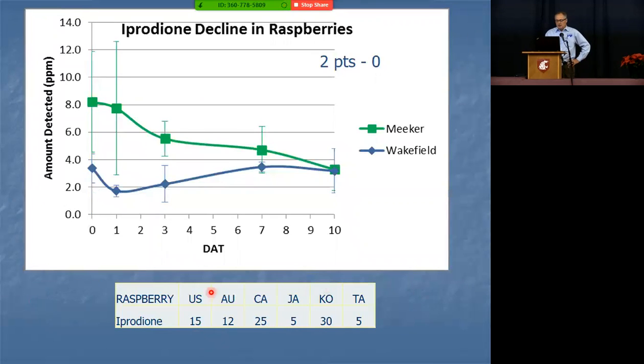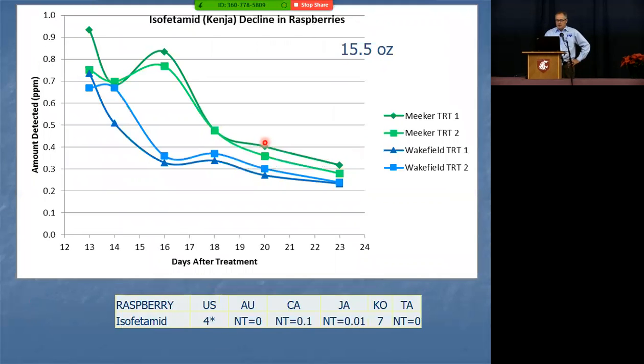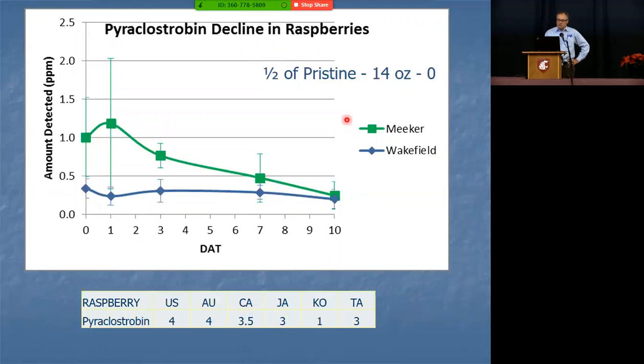Here's Rovral, problem child. The residues are a lot lower than the US tolerance, but it might be a little tricky to get into Japan and Taiwan with Rovral. Here's Kenja. We still have the problem that we don't have tolerances in these other countries, but it does decline over time. Pyraclostrobin, half of Pristine. This is that same pattern, Meeker, and then Wakefield. It goes below 1 pretty easy. So we can go into Korea, we can go into Canada, we can go into Taiwan with this.